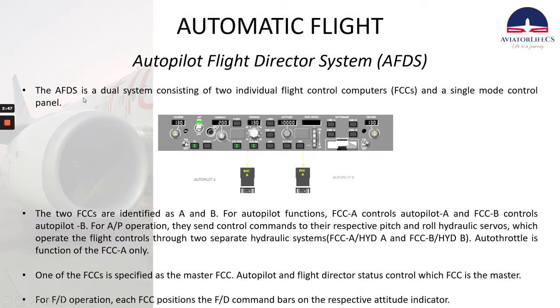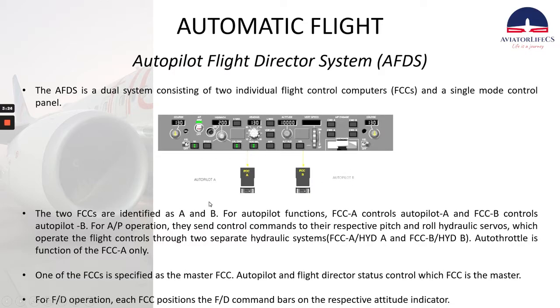The AFDS is a dual system consisting of two individual flight control computers, or FCCs, and a single mode control panel. You can see both of them here. You can see the two FCCs, and you can see the mode control panel. The two FCCs are identified as A and B. For autopilot functions, FCC A controls autopilot A, and FCC B controls autopilot B.